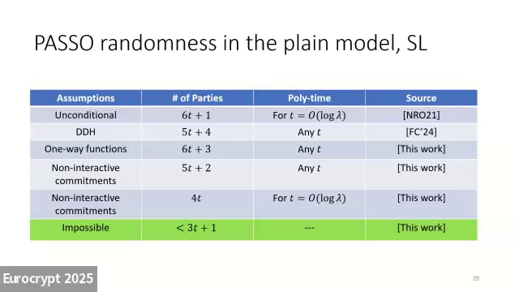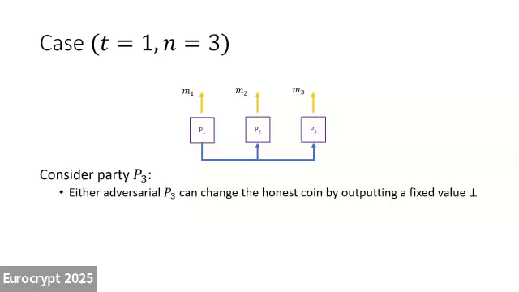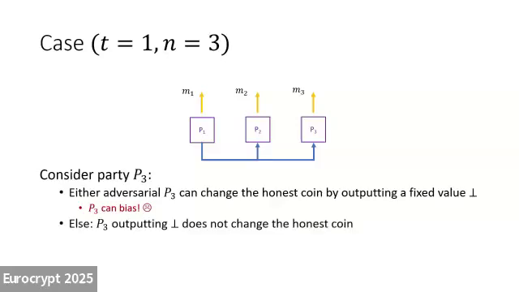Okay, and for the final result, let's briefly talk about the impossibility. Here let's focus on the interesting case, which is 1 corruption and 3 parties. Consider party P3. There are actually 2 choices for this party. Either the party P3 can change the output of the protocol by aborting, in which case it would be able to bias, so this is not what we want. Or basically P3 aborting the protocol should not change the honest coin by too much.